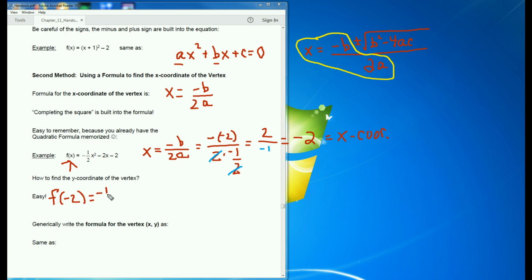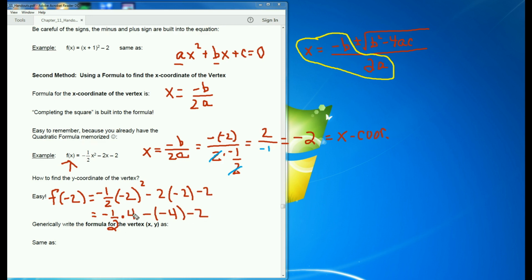Well, it's negative 1/2 times negative 2, quantity squared, minus 2 times negative 2, minus 2. All right, let me come back here and simplify. So negative 1/2. Negative 2 squared is positive 4, so this is times 4. Minus 2 times negative 2 is negative 4. And then minus 2.